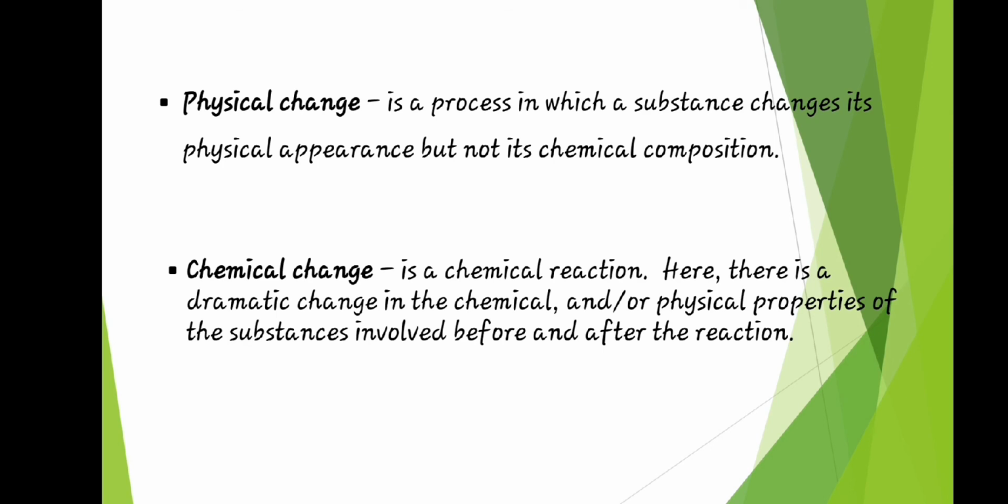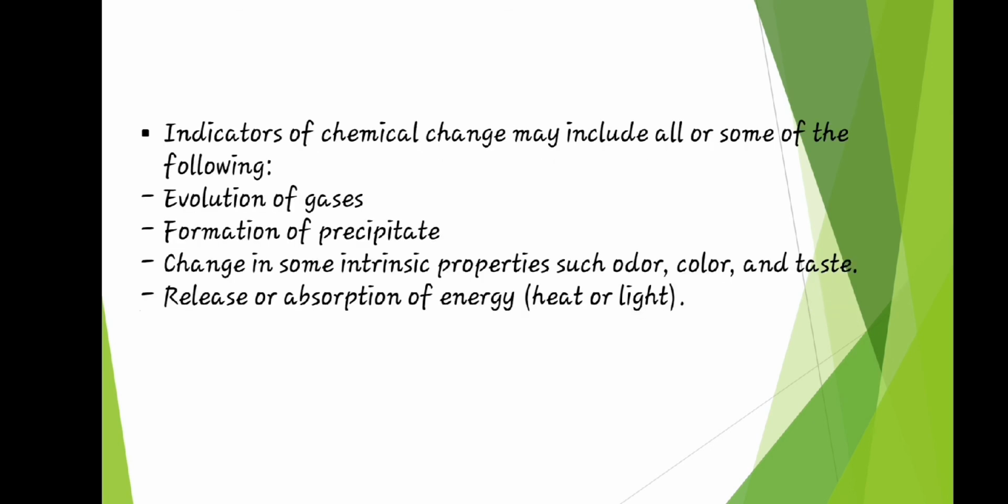So now let's proceed to another slide. There are indicators of chemical change. Those indicators may include all or some of the following. We have evolution of gases, formation of precipitate, change in some intrinsic properties such as odor, color, and taste, and of course, release or absorption of energy like heat or light.